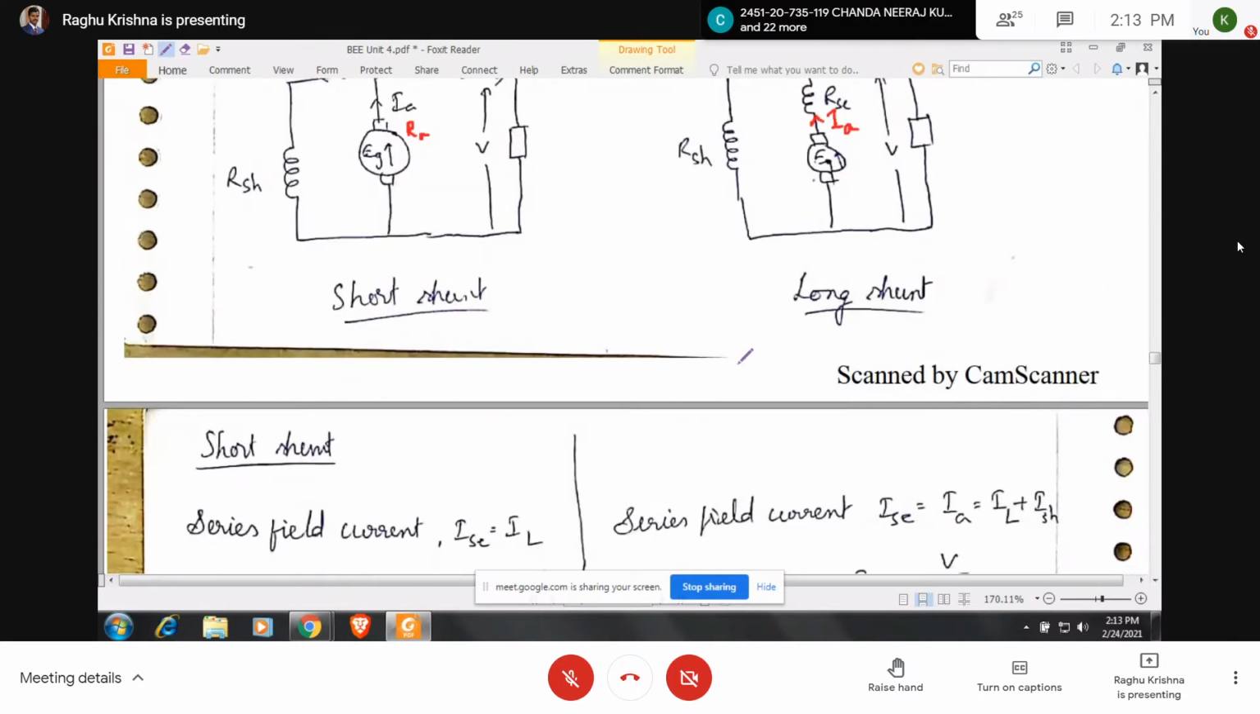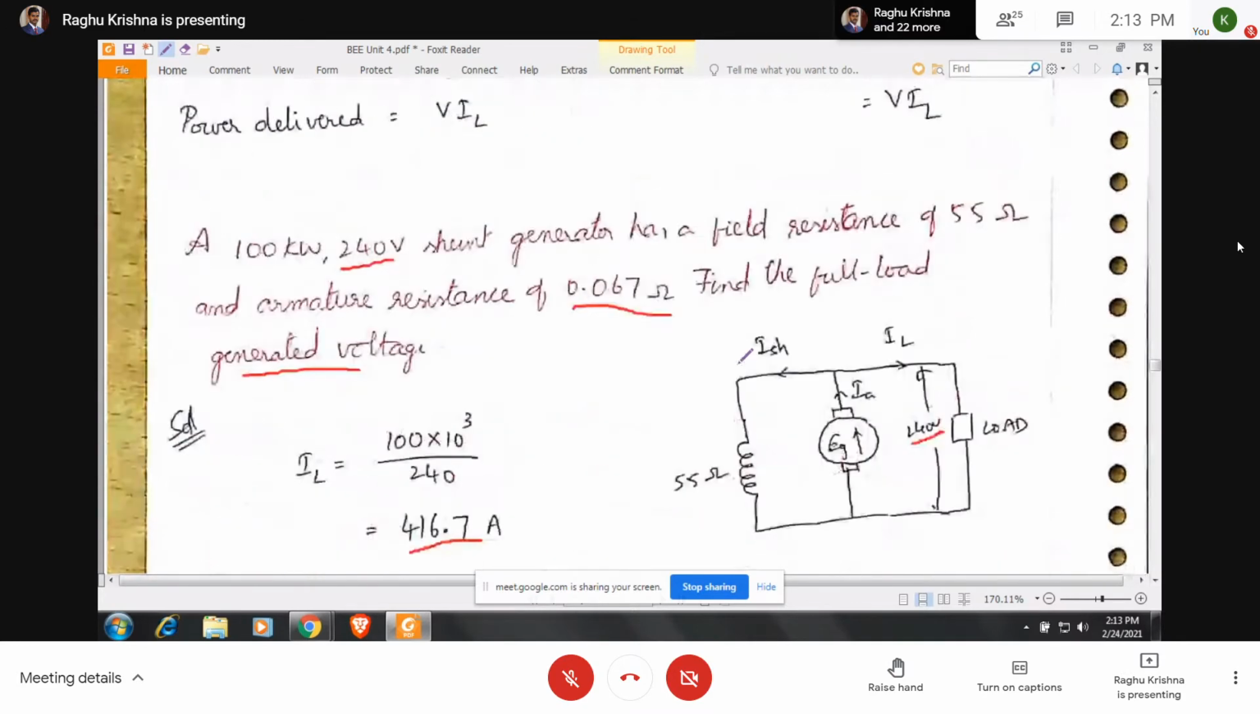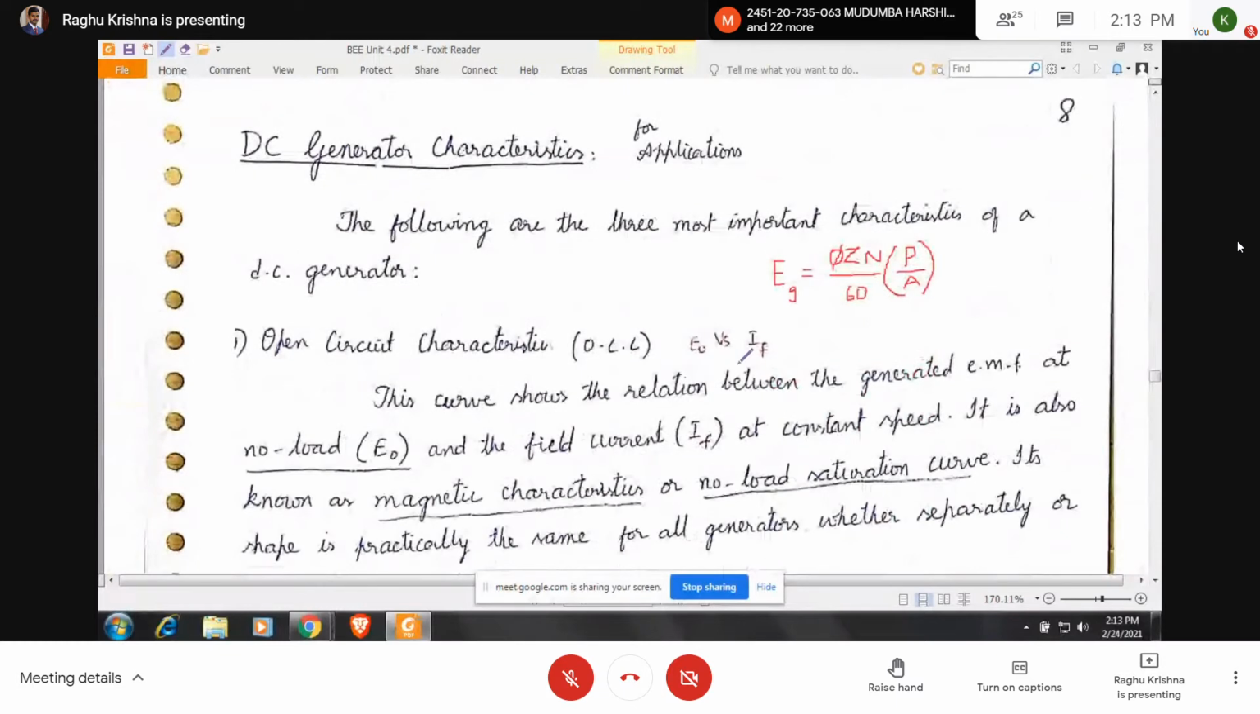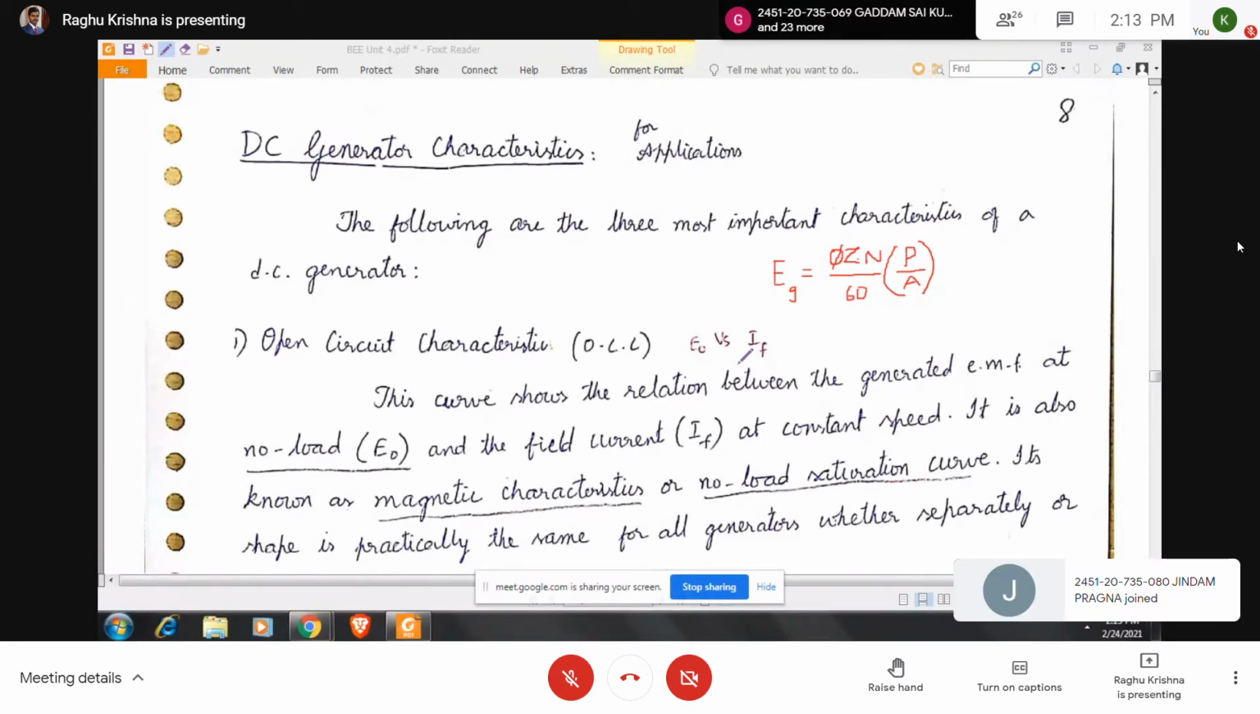So let us see the characteristics. This I covered in the last class. Now let us see the DC generator characteristics. If you know the characteristics, then only you can use the generator for a particular application. Okay, first one is the open circuit characteristics. Can I proceed?